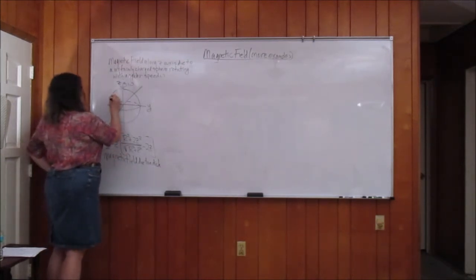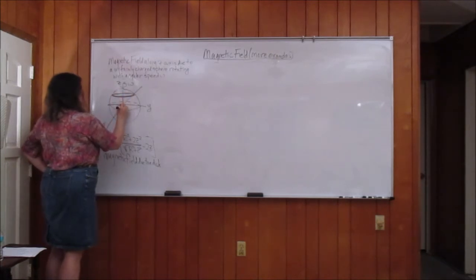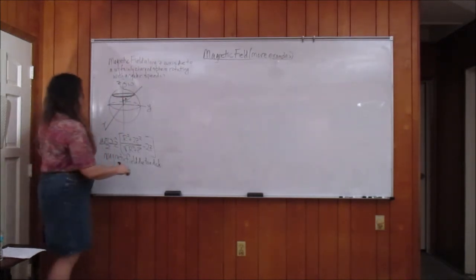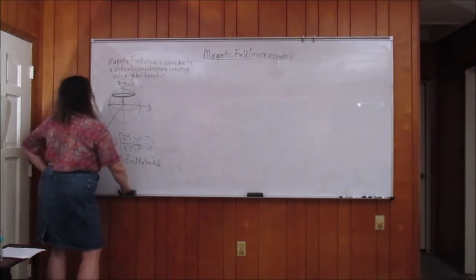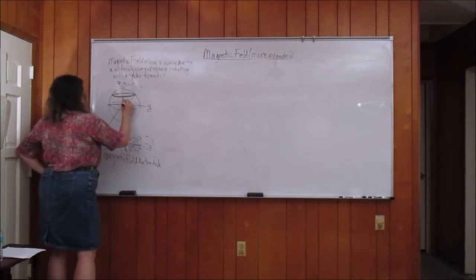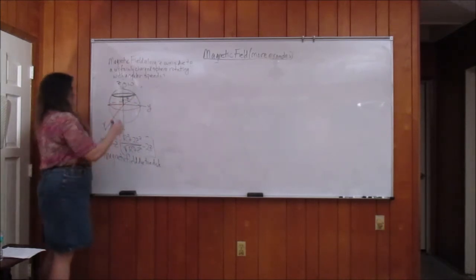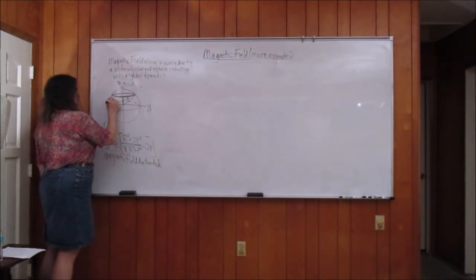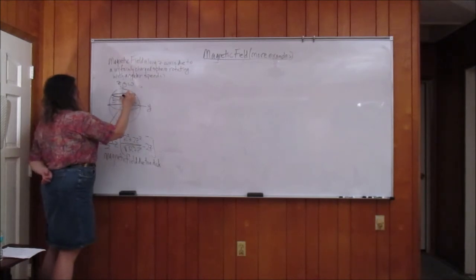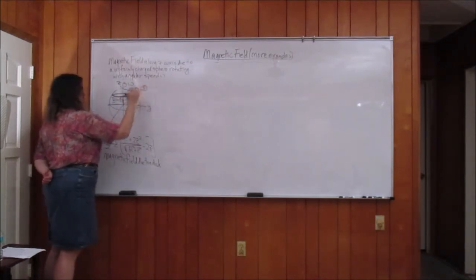Okay, so let's consider another ring, at an angle theta. Therefore, this distance is r cosine theta, and this distance is r sine theta.